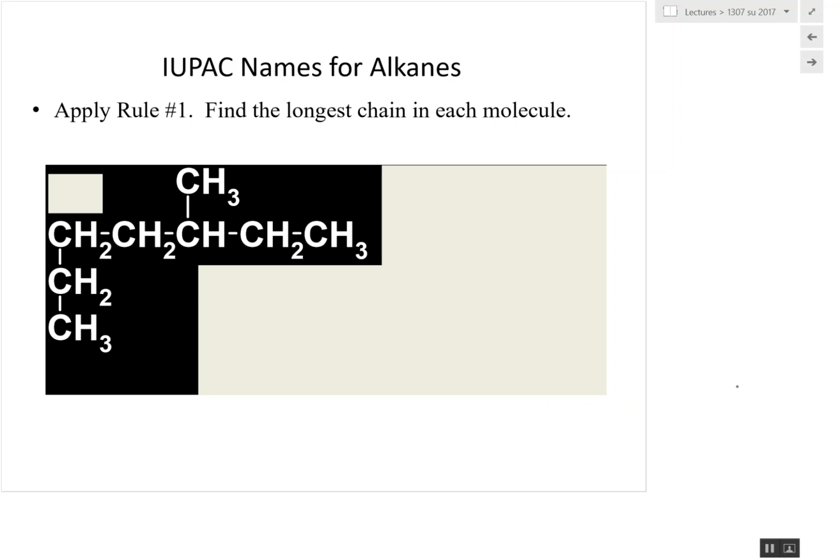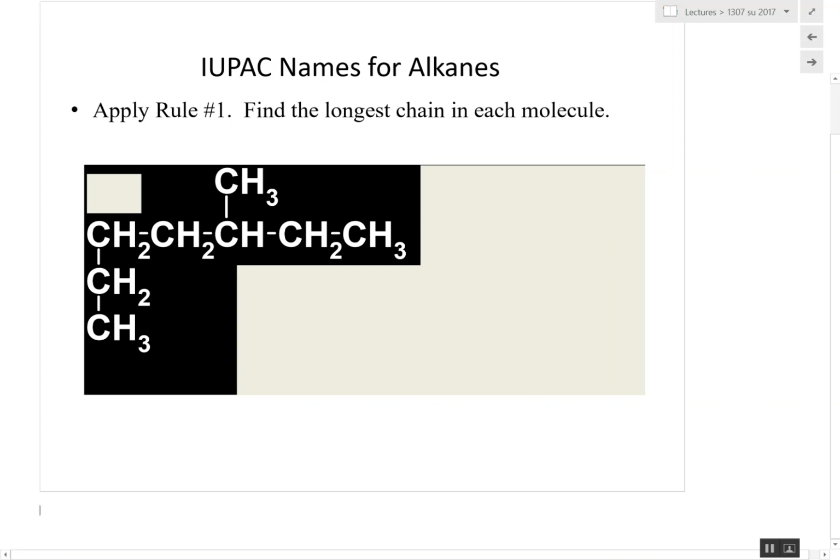1, 2, 3, 4, 5, 6, 7. It's not 8 because I can't go like this and count that one and come back down in here. This is like a charm bracelet. That's the charm. We want to see how long is the bracelet. So it's 7. Now what is the prefix that goes with 7? Hept. So what we are now picking up is what we call the parent name. Heptane.